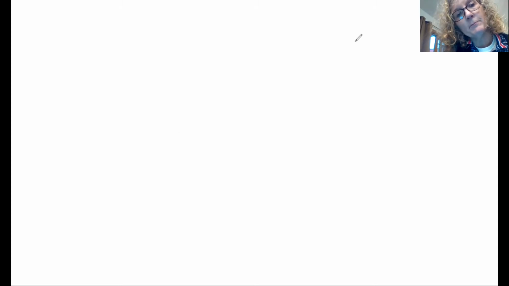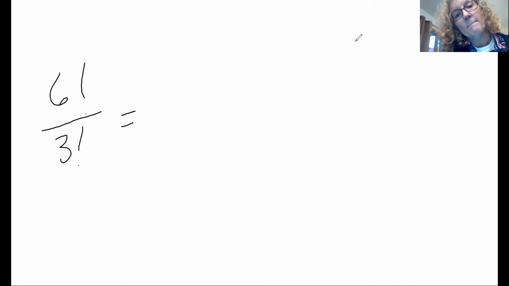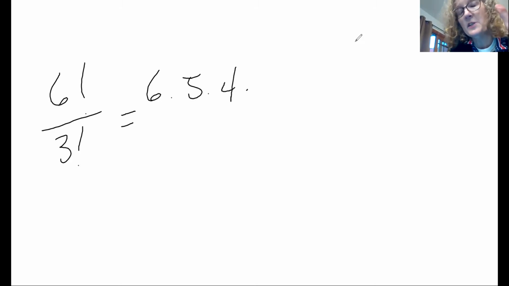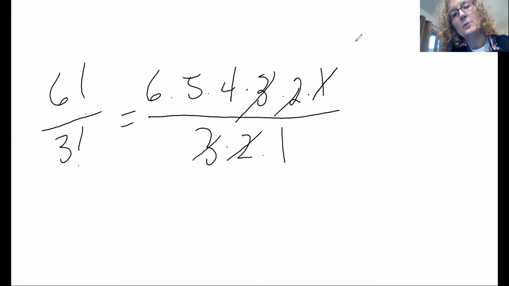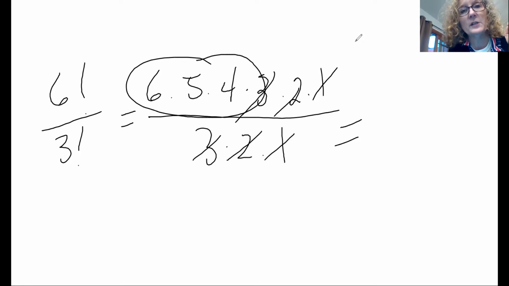What if I have 6 factorial over 3 factorial? Notice I got a 3 factorial on the bottom. I can write this as 6 times 5 times 4. Now I can write this as times 3 times 2 times 1. If you want to do that, that is just hunky-dory. Over 3 times 2 times 1. Notice the 3's and the 2's and the 1's factor out. I'm left with 6 times 5 times 4. 6 times 5 is 30 times 4 is 120.